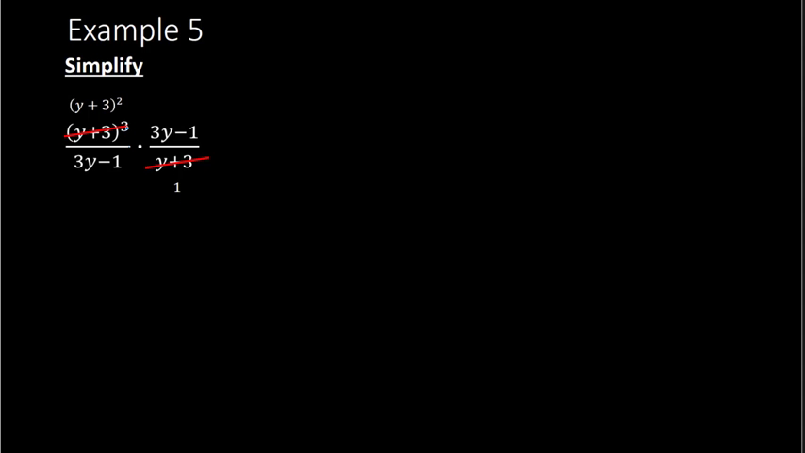Right, because we have 3 of these on the top, 1 on the bottom. When I divide out, I subtract the exponents, 3 minus 1, to give me 2 on the top. And then the 3y - 1's can cancel, and that gives me 1 over 1. So my final answer is (y + 3) squared over 1, which is just (y + 3) squared.